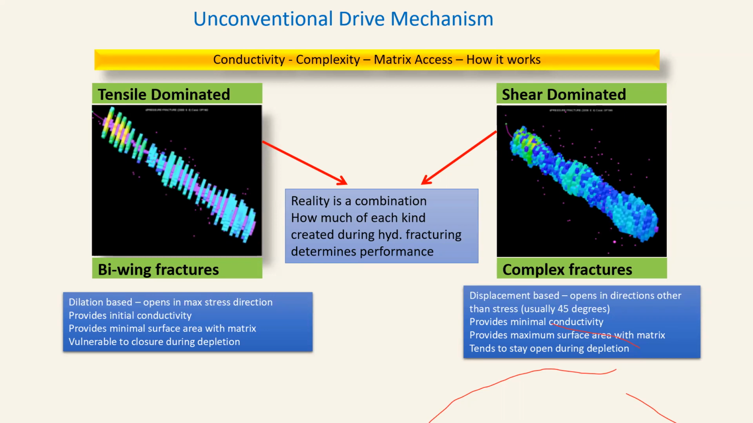Now, when we're looking at shear failures and the complex fractures, they're displacement-based. So when you're looking at these displacement-based fractures, they don't open along the primary stress directions. They instead open at 45 degrees away from them. These complex fractures do not provide very much conductivity, which is to say that oil will not travel long distances along these complex fractures. However, these fractures provide a lot of surface area. Not only do they provide surface area, but because they're based on displacement, they're not as vulnerable to closure during depletion. And in reality, all hydraulic fracture treatments create a combination of these tensile simple fractures and the shear complex fractures.